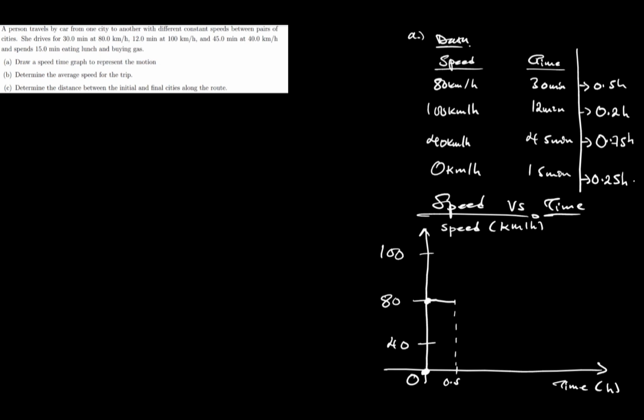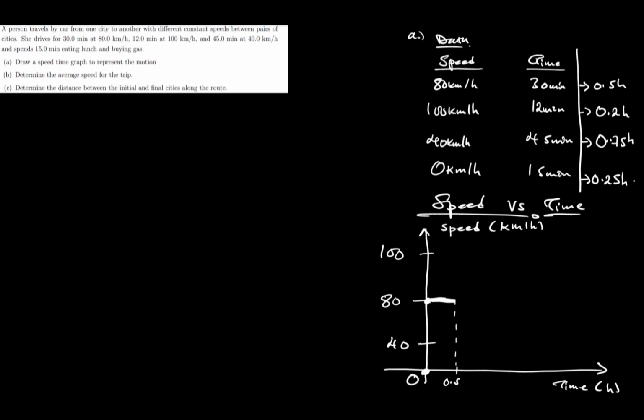So that is the speed of 80 kilometers per hour in 0.5 hours. Then again, what happened was that the speed changed. We have different changes. The speed wasn't constant. It was changing with respect to time. In the first 0.5 hours, the speed was at 80.